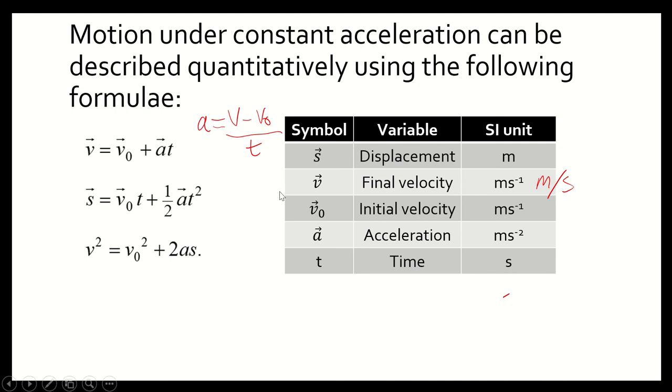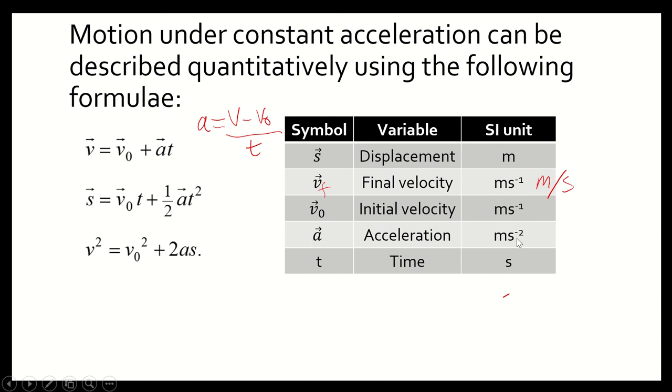So the v by itself is final velocity. Some people like to do the little f. I don't mind, final velocity. But this is how it's given on your formula sheet. Now v0 is initial velocity, the velocity at a time of 0. That's also in meters per second, so you need to convert it into meters per second.